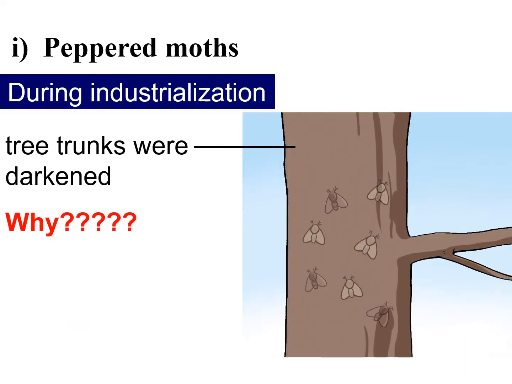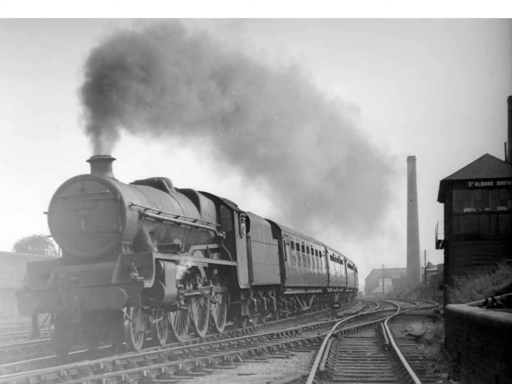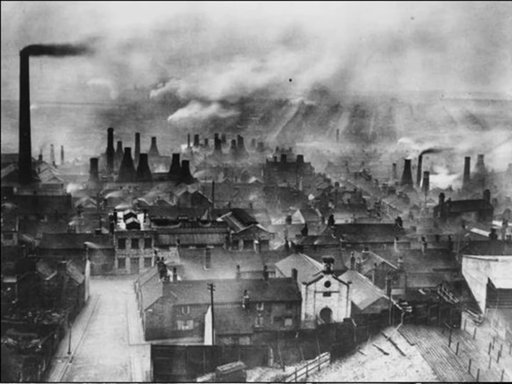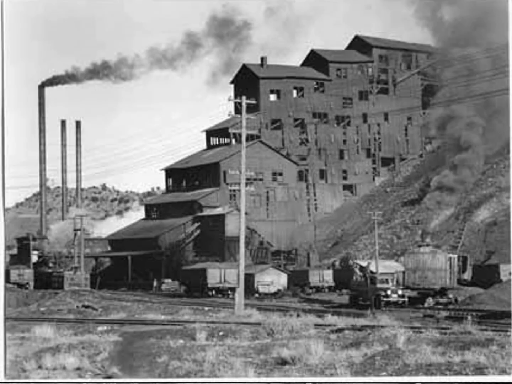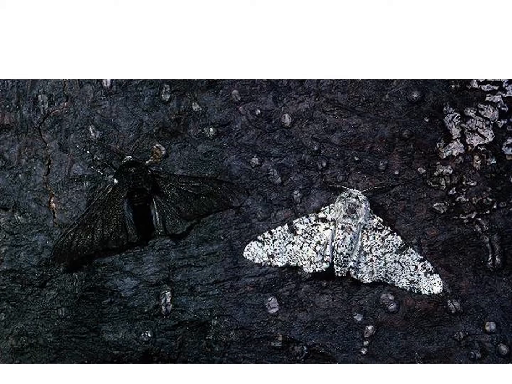However, during the industrialization, 工業發展, the tree trunk were darkened. Do you know why? Because of the industrialization, there is a lot of dark smoke coming out from the factories, leading to very severe air pollution, and this also blackened the tree trunk. After the industrialization, the tree trunk became blackened. Now, the black peppermorph is hard to be spotted, while now the white peppermorph is very easily spotted.